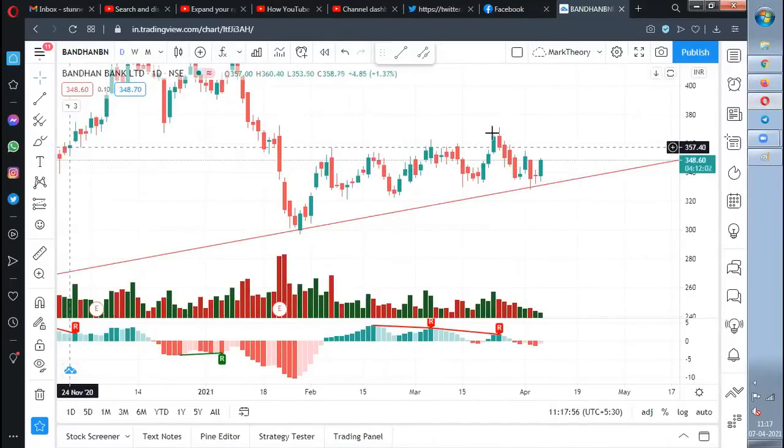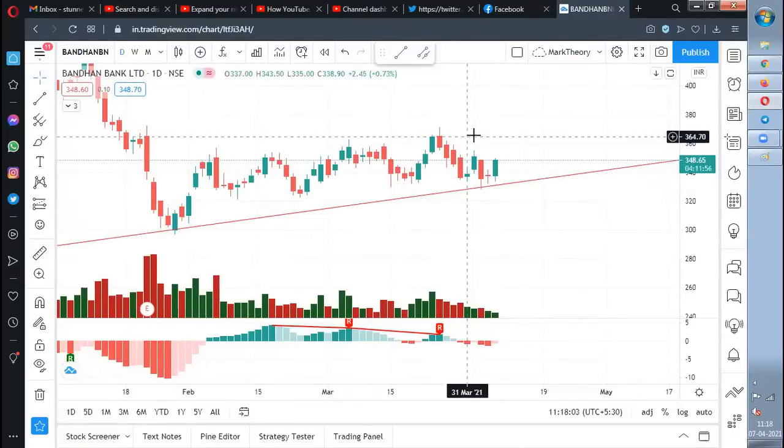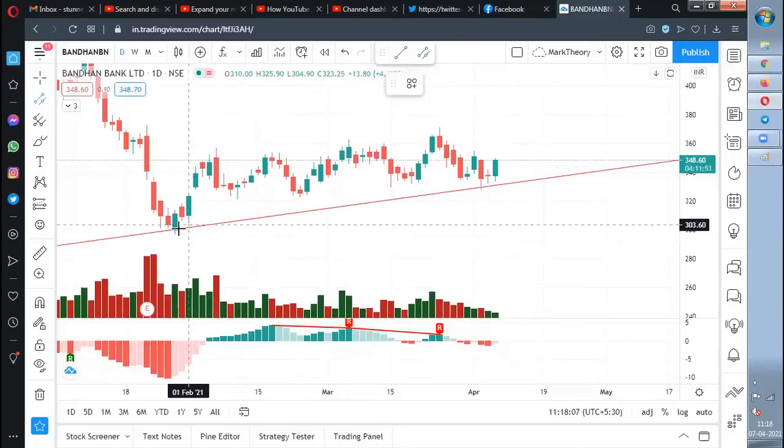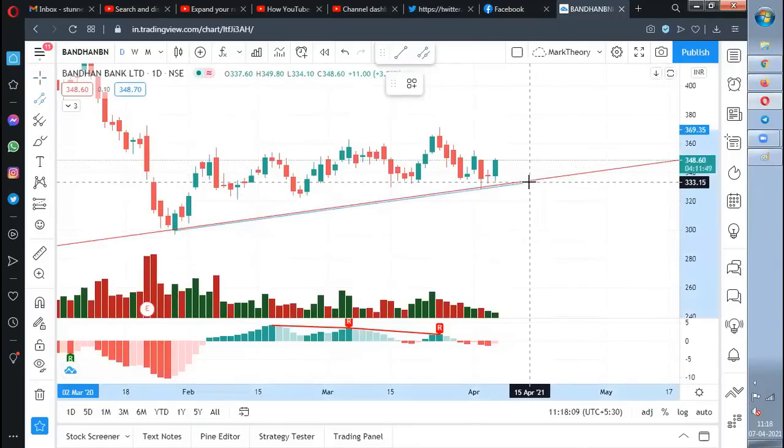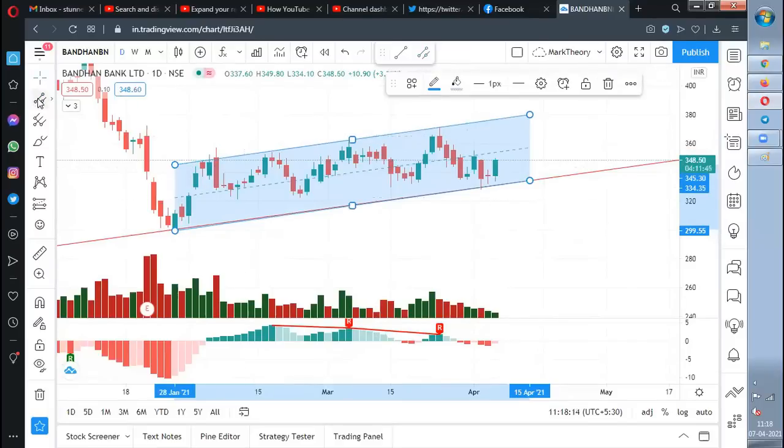So this is the Bandhan Bank chart. Let me remove all this. This is the Bandhan Bank chart. Okay, this is the current day's movement. Fine. So I have already analyzed this stock, and what I could see is Bandhan Bank is traveling inside a channel sort of. So we can call this a channel. Bandhan Bank is traveling inside a channel, and now it has started to rest at the channel.